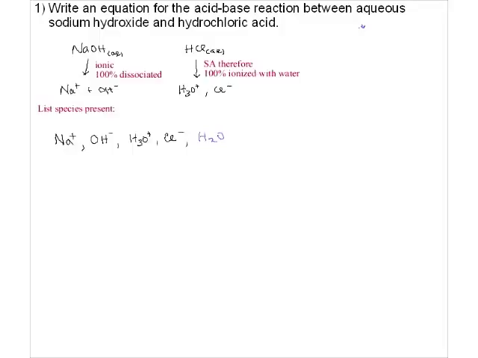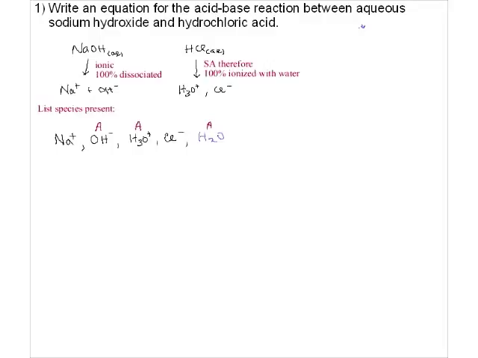Sodium cannot be an acid because it doesn't have any hydrogen to donate, so it's not an acid. OH minus, that can be an acid. H3O plus can be an acid. Chloride, no hydrogen, not an acid. And water can be an acid.